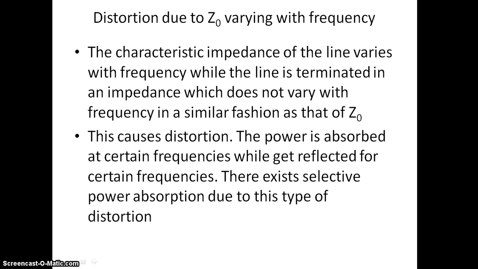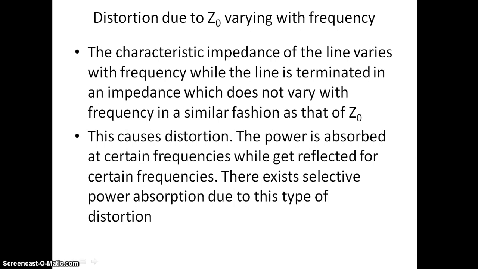So first we will discuss distortion due to characteristic impedance varying with frequency. The characteristic impedance of the line varies with frequency, while the line is terminated in an impedance which does not vary with the frequency in a similar fashion as that of Z0. So this is how the distortion occurs due to improper characteristic impedance.